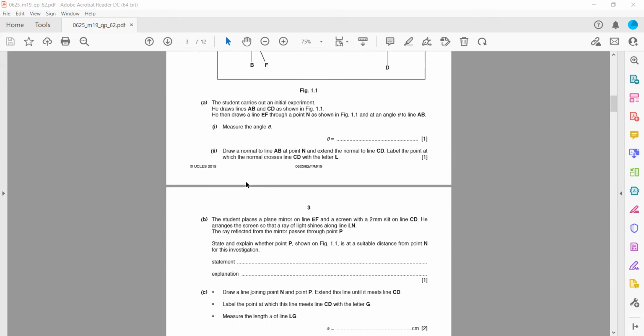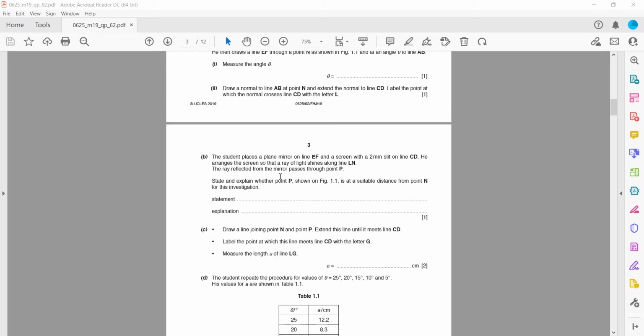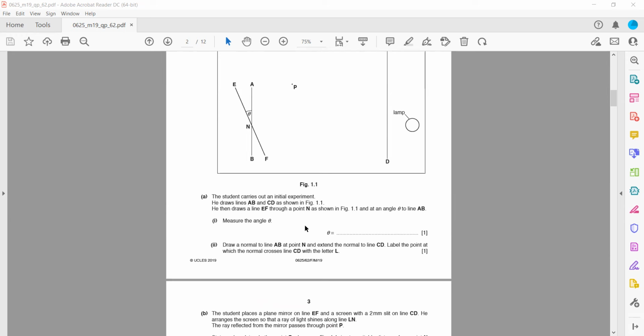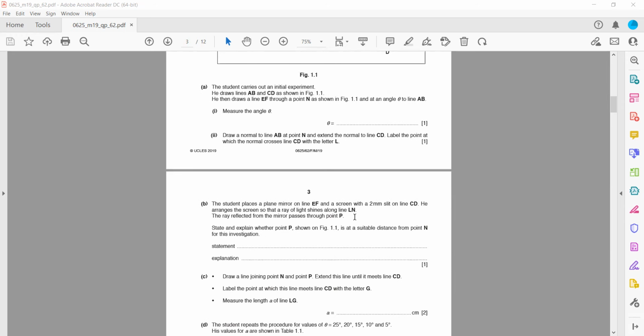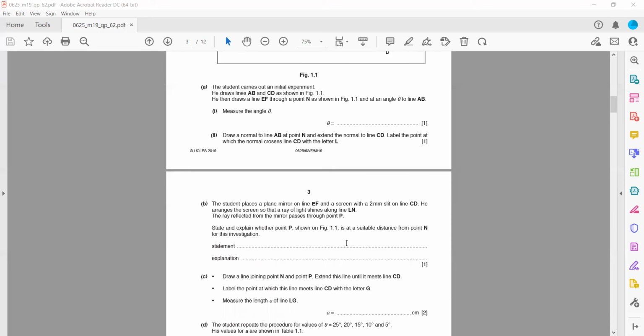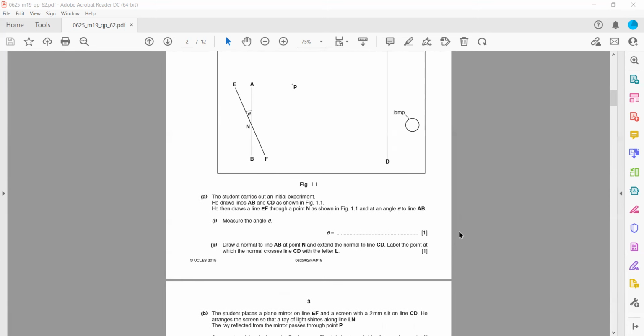The next part, a student places the plane mirror on line EF and a screen with a 2 mm slit on line CD. He then arranges the screen so that the ray of light shines along line LN, and the ray is reflected from the mirror through point P. State and explain whether point P shown on figure 1.1 is a suitable distance from N for the investigation.